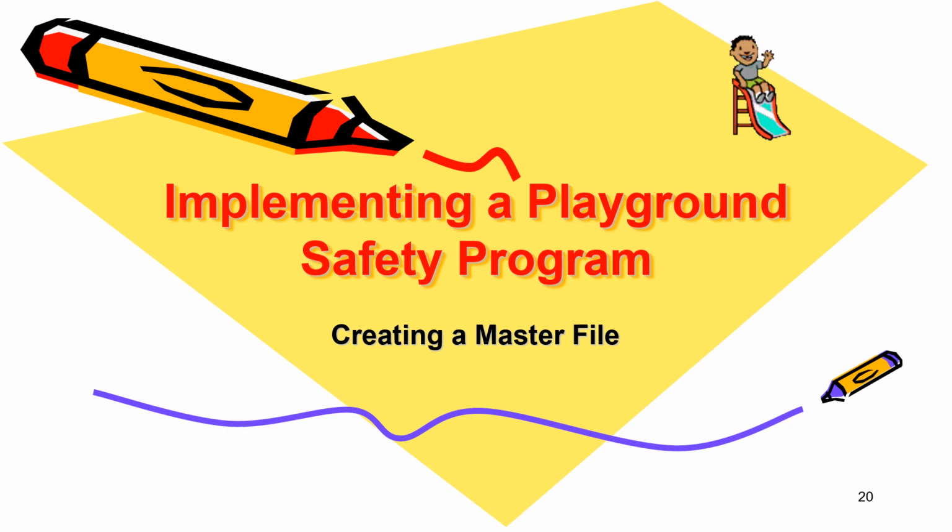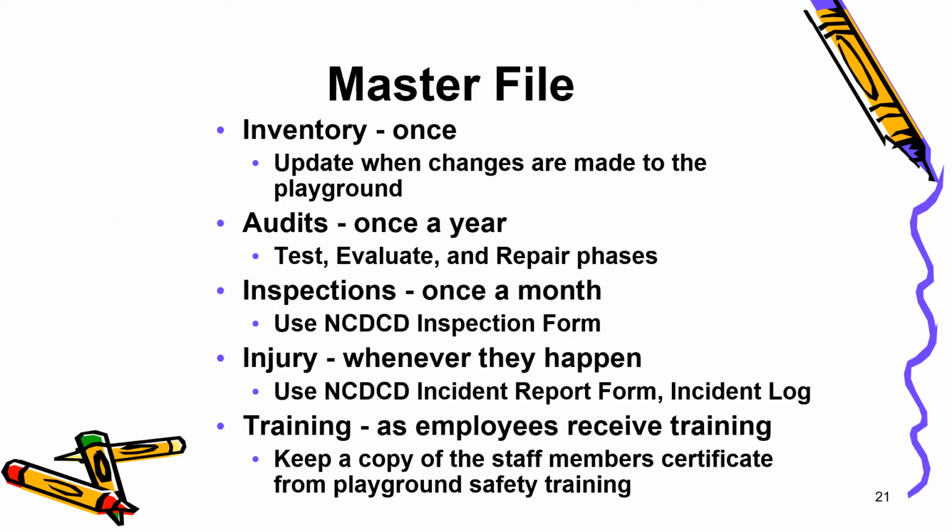Playground incident reports required by NC DCDEE and any follow-up related to an accident should also be kept in the master file. Keep in mind your master file will be an active file, meaning you will continually update and add information to it. Items that may be added to the file include inventory updates, audit forms, NC DCDEE required monthly inspection reports, incident reports, and training documentation. Remember that weekly inspections must also be conducted for resiliency of surfacing, as well as daily inspections for broken equipment, debris, and vandalism.